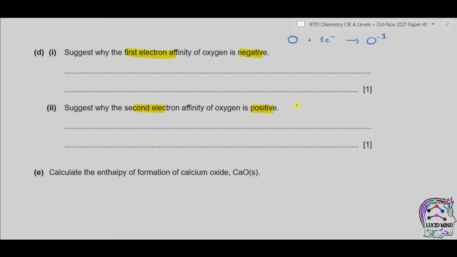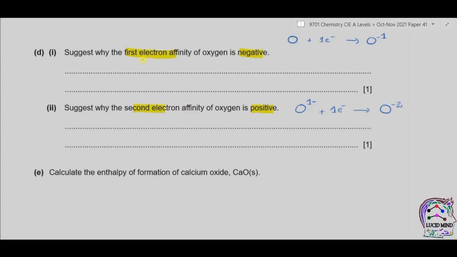Now for second electron affinity, as we already have a -1 charge, we are adding one more electron. These two negative charges repel each other, so we need to provide energy in order to add this electron to an already negative ion. So therefore energy is required, so second electron affinity is positive.